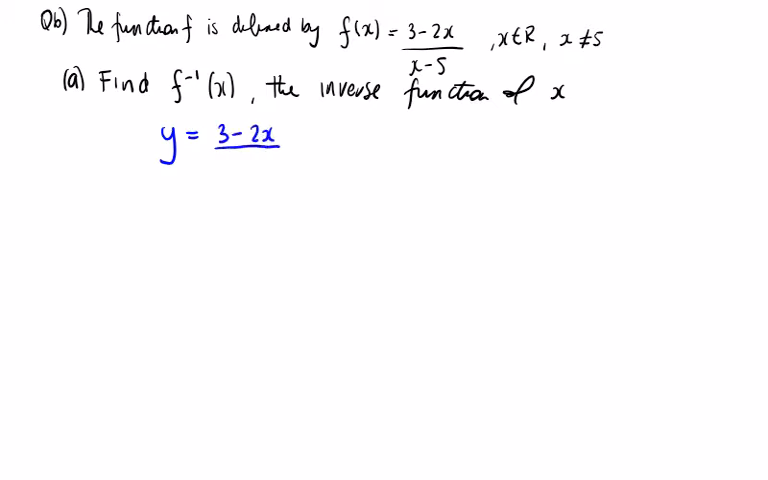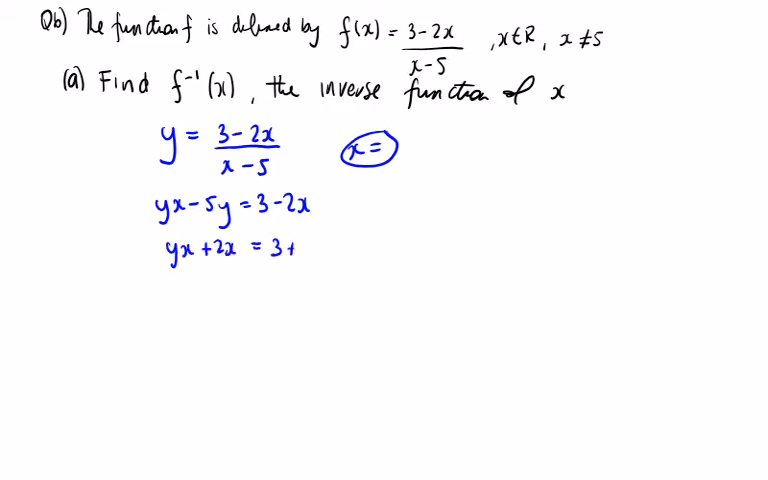We know that f of x is equal to y. So what we do is we rearrange this function so that we get x equals. So let's try and do that. We're going to get yx minus 5y, by cross multiplying, is equal to 3 minus 2x. Now we want to get x equals instead of y equals. So if we bring the 2x across, we have yx plus 2x is equal to 3 plus 5y.